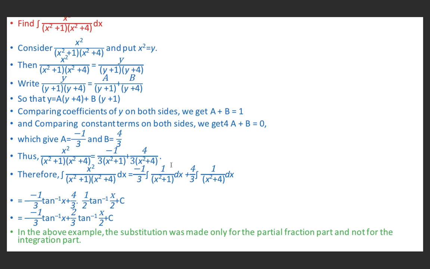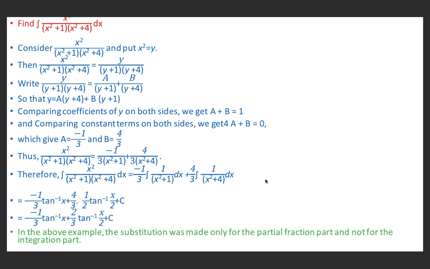Now we know that the integration is of the form 1 upon x square plus a square. So integration of 1 upon x square plus a square is 1 upon a tangent inverse x upon a. This formula also we know. So we will integrate as minus 1 upon 3 tangent inverse x, since a is 1. Here it is 4 upon 3. Here x square plus 2 square means 1 upon 2 tangent inverse x upon 2. In place of a we have 2 here, and in place of a we have 1 here.